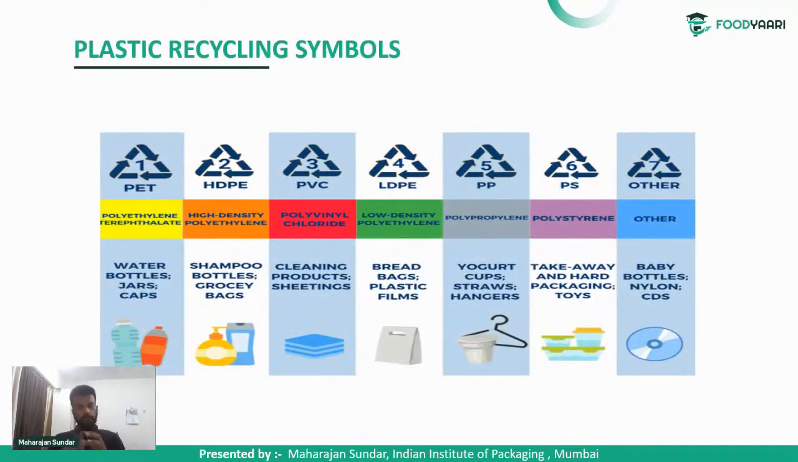Next, we will go to plastic recycling symbols. Plastic recycling symbols for PET, it is polyethylene terephthalate, it is 1. For high density polyethylene, it is 2. For PVC, it is 3. For LDPE, it is 4. For PP, it is 5. For polystyrene, it is 6. For others, it is 7.